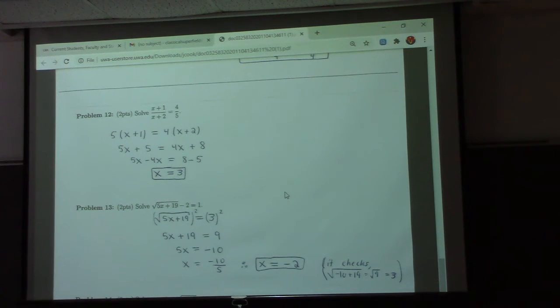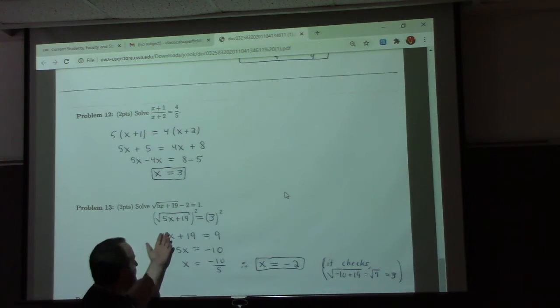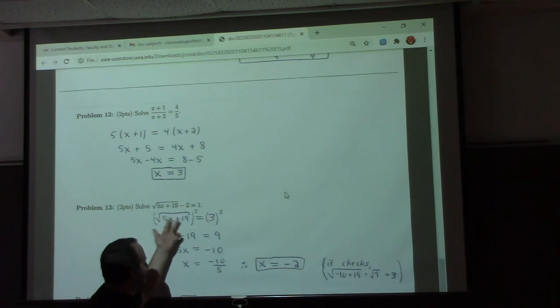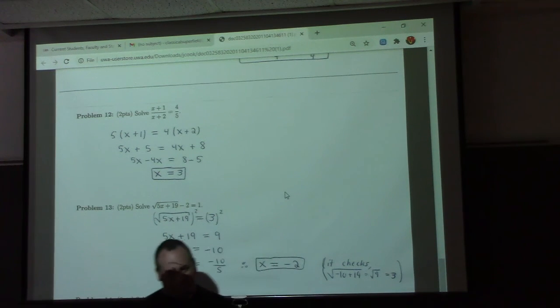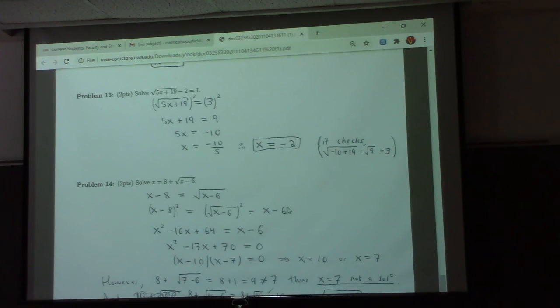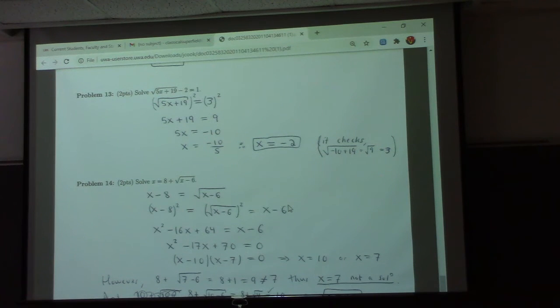And whenever I have a problem involving radicals, as a point of habit, try to make a point of checking your work. You know, minus 2 times 5 is minus 10. Minus 10 plus 19 is 9. Square root of 9, 3. It works. So now I checked it with not the original problem, but the equation right after the original one, but you know, it's fine.